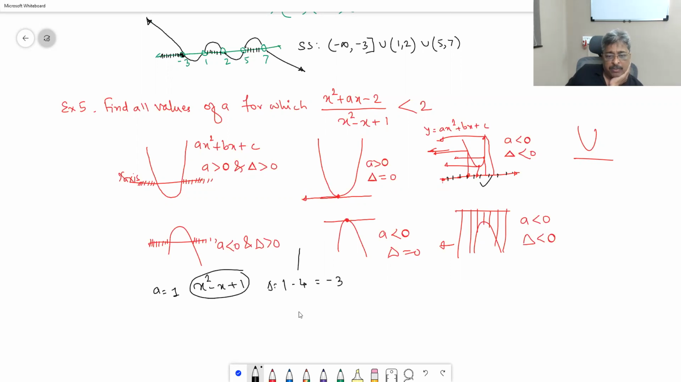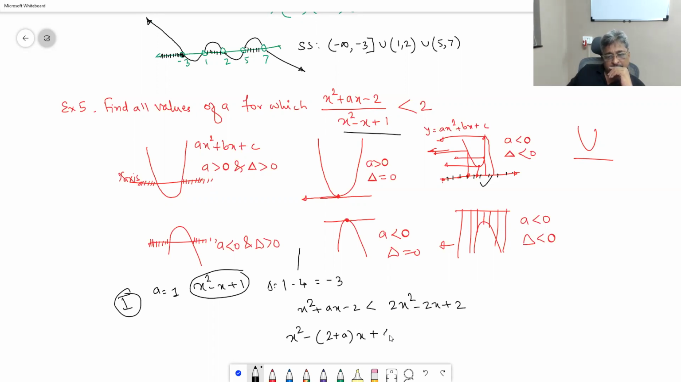We can directly cross multiply. X square plus ax minus 2 is less than 2x square minus 2x plus 2. We can do this because the denominator is positive for every x belonging to real numbers. This is the first important step. Now we have an inequality with us. So maybe what we can do is put this on that side, and hence we will get x square minus (2 plus a)x plus 4 is strictly greater than 0.